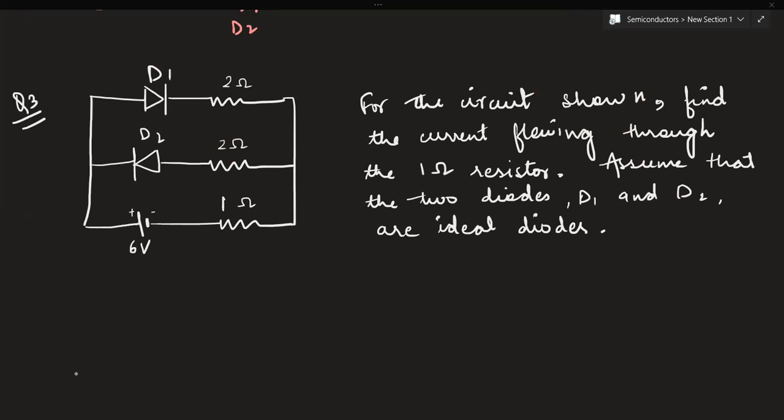First, identify which one is forward bias and which one is reverse bias. Then calculate using Ohm's law the current flowing through this 1 ohm resistor.